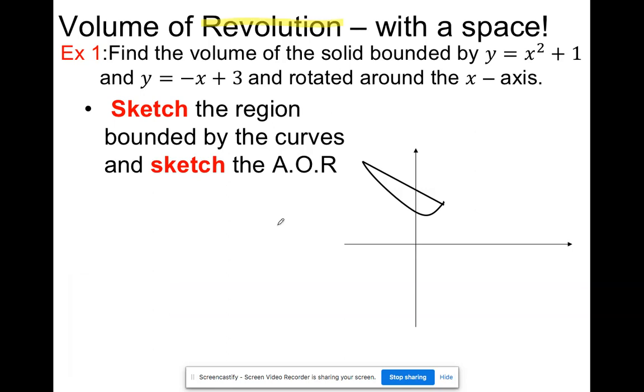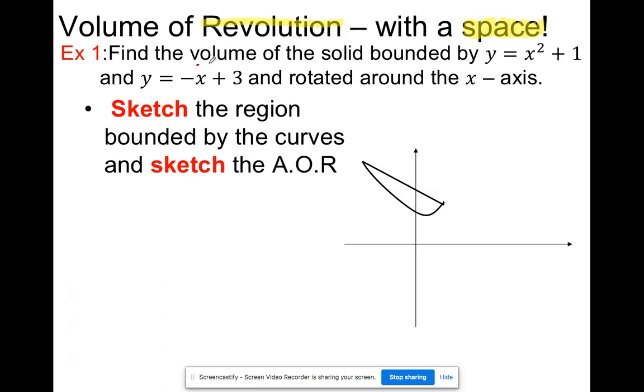Anytime you're asked about a volume problem, you want to look for the words revolve around this line, revolve around this axis, because the last kind of volume that we're going to do is not a volume of revolution. But we are going to do the second volume of revolution. And what differentiates this from the disc or potato chip method is that there is going to be a space. So here's what I mean by that.